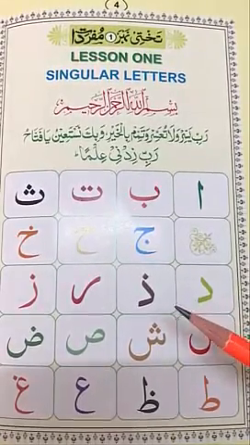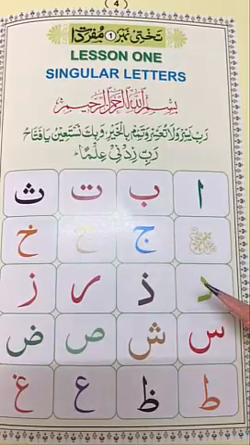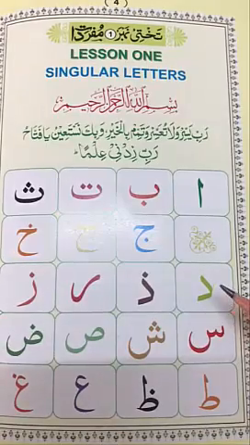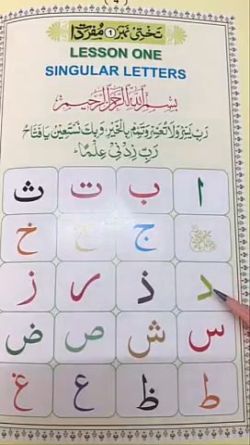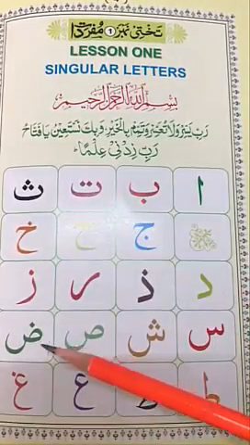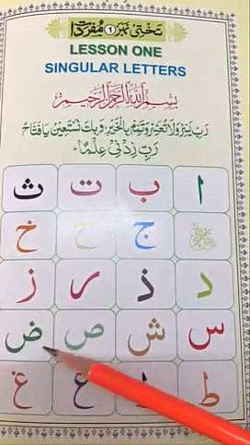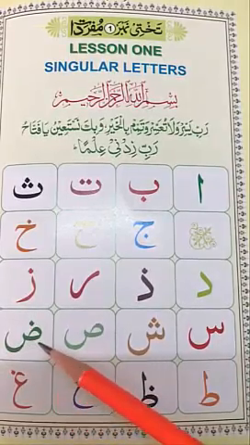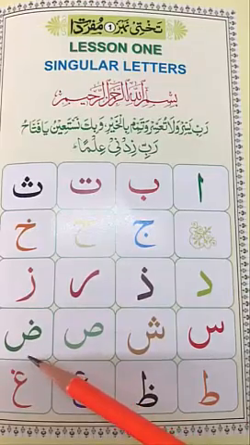When the tip of the tongue touches the back side of the upper front teeth, then Dal is pronounced. Dal. And when the side of the tongue touches the root of the upper molar teeth, with the tongue lifted towards the palate, making narrowness in the throat, this is a heavy letter, Dod.